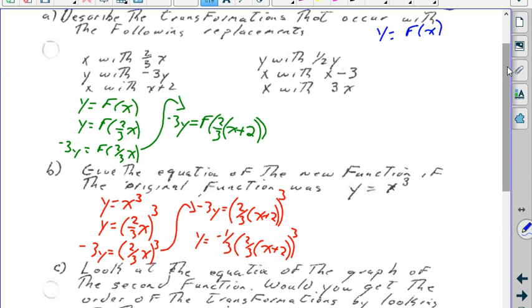Start with our generic function f of x, replace y with 1/2 y. Replace x with x minus 3.